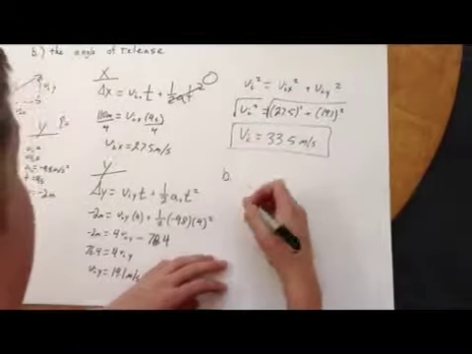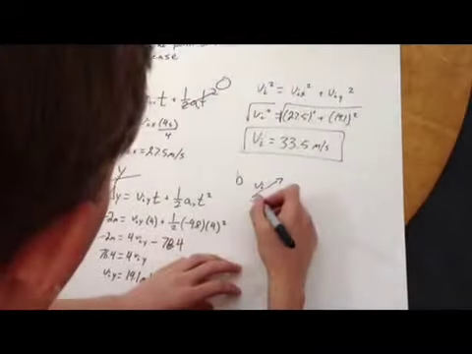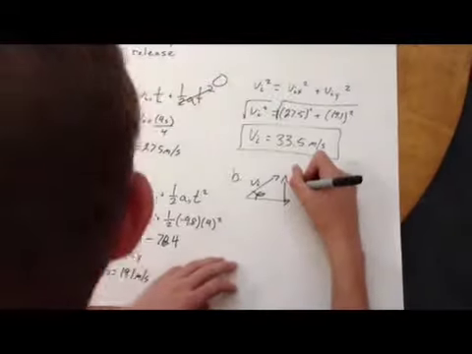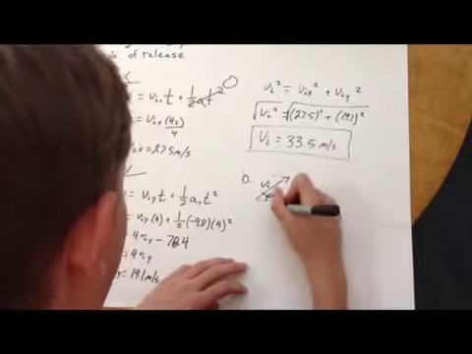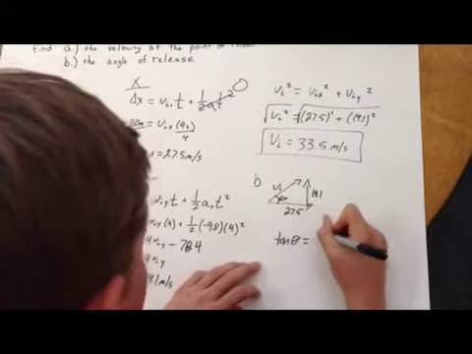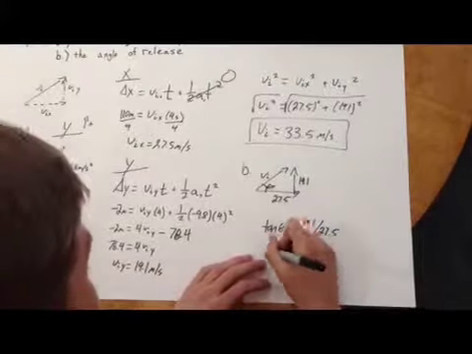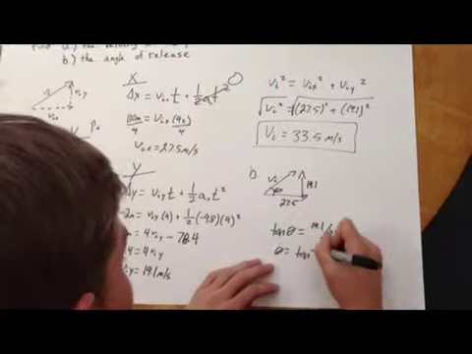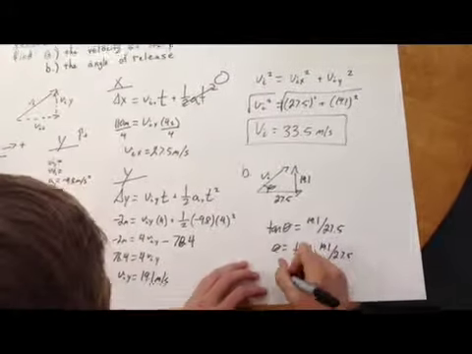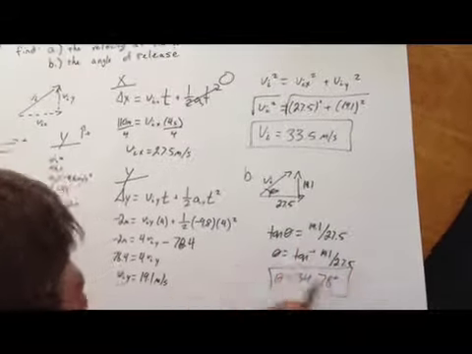So now for part B, we're trying to find the angle of V initial, right here. And so we have these two values as 19.1 and 27.5. So we have tangent theta equals 19.1 over 27.5. That turns into theta equals tangent inverse of 19.1 over 27.5. So theta equals 34.78 degrees. That's how you do that problem.